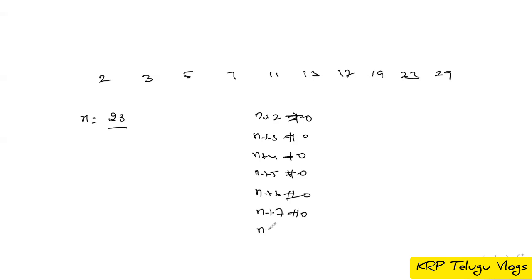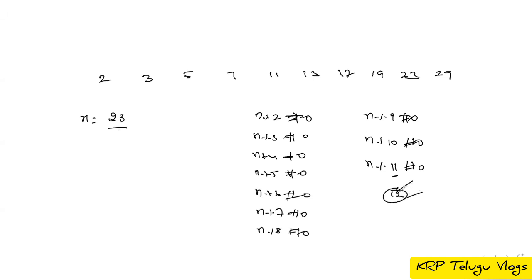n modulus 8 is also not equal to 0. n modulus 9, that is 23 modulus 9, not equal to 0. n modulus 10 is also not equal to 0. n modulus 11 is also not equal to 0. Now this value becomes 12. 12 into 2 is nothing but 24. Correct?